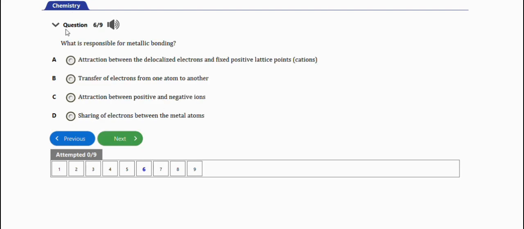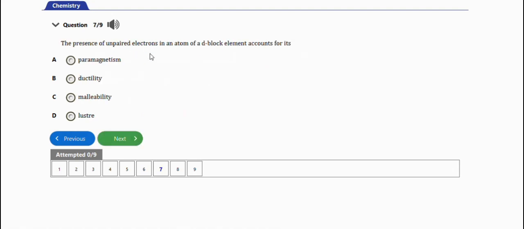It says what is responsible for metallic bonding? Attraction between the localized electrons and fixed positive lattice points, cations in brackets. So guys, this is basically the answer to this question. It's not option B, it's not option C, it's not D. So guys, just take note of this particular question. This is what is responsible for metallic bond. This is option A.